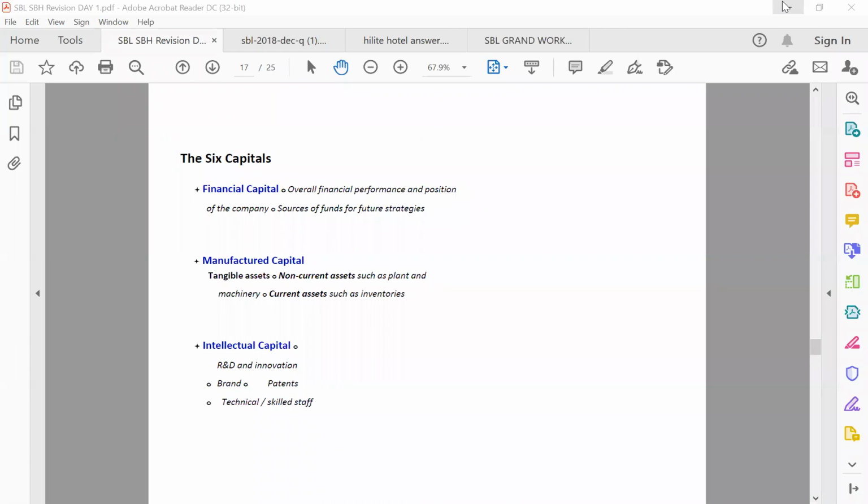So these are all the funding strategies that we have for our financial capital, right? Then we have got manufactured capital.